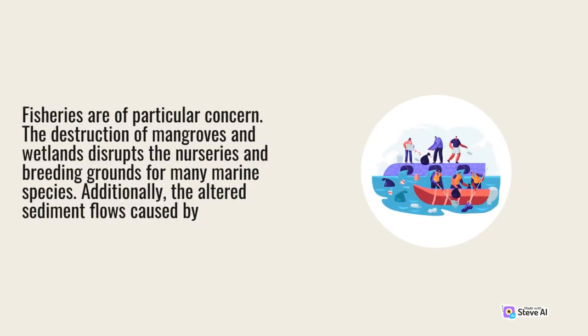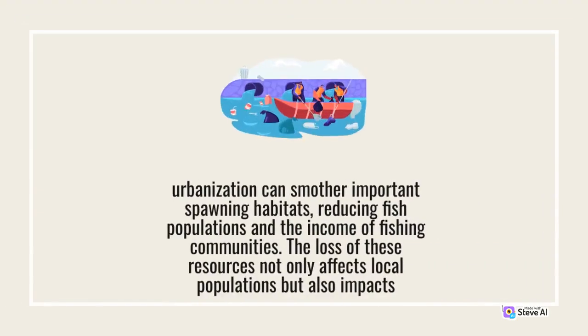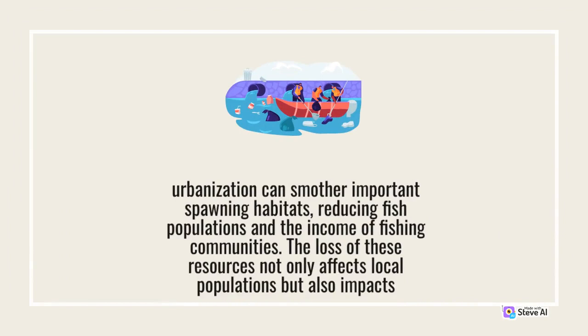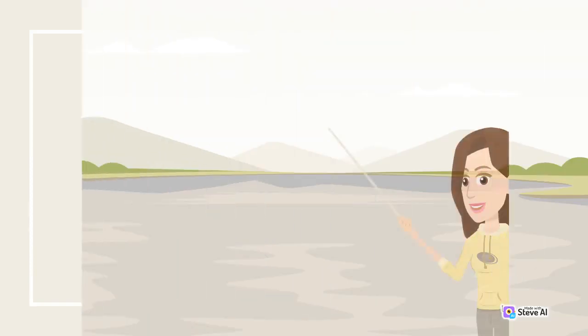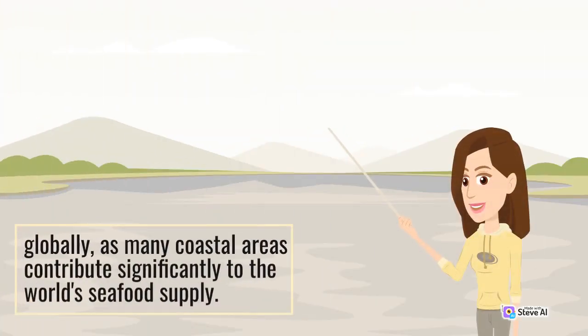Fisheries are of particular concern. The destruction of mangroves and wetlands disrupts the nurseries and breeding grounds for many marine species. Additionally, the altered sediment flows caused by urbanization can smother important spawning habitats, reducing fish populations and the income of fishing communities. The loss of these resources not only affects local populations but also impacts globally, as many coastal areas contribute significantly to the world's seafood supply.